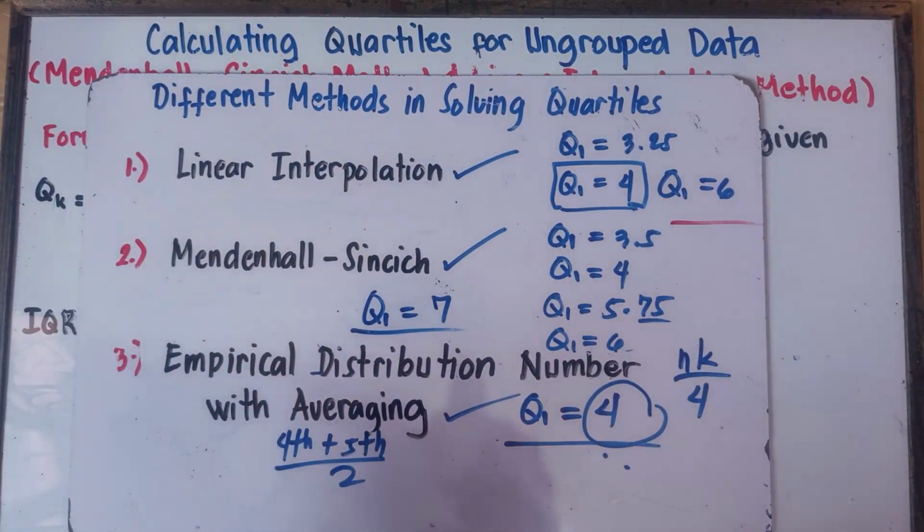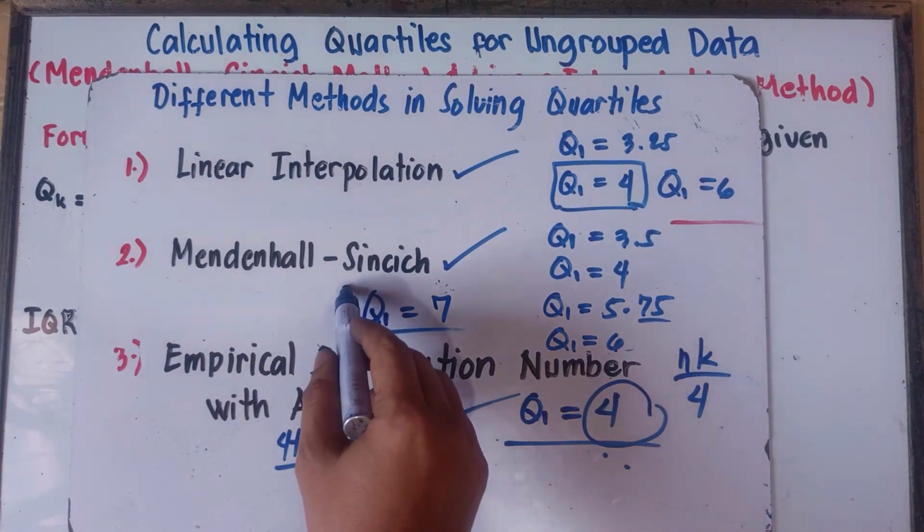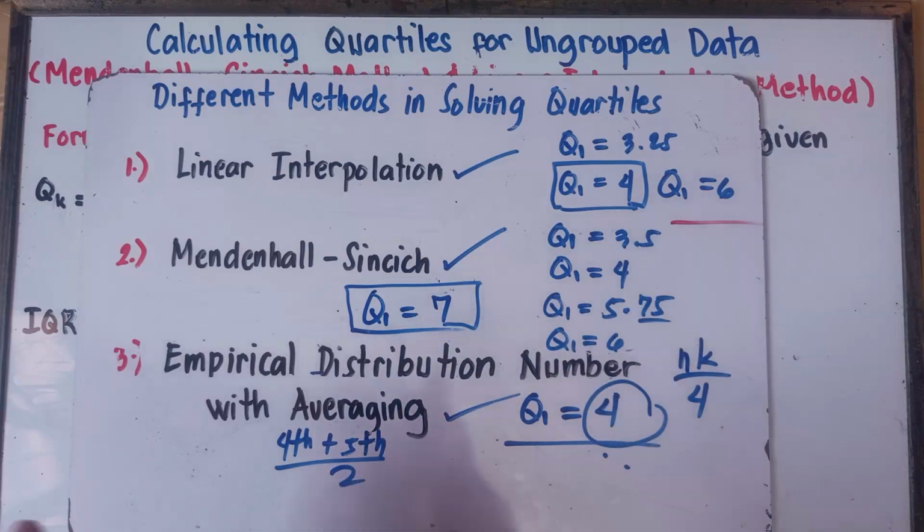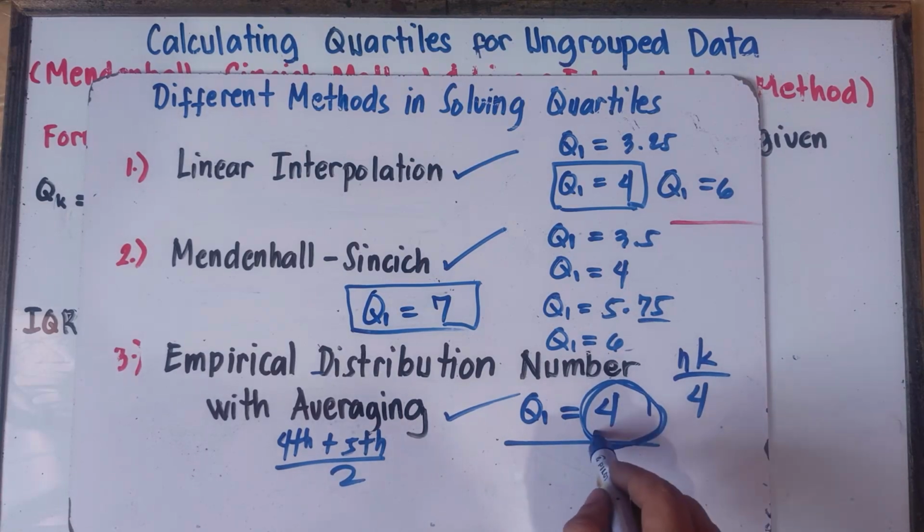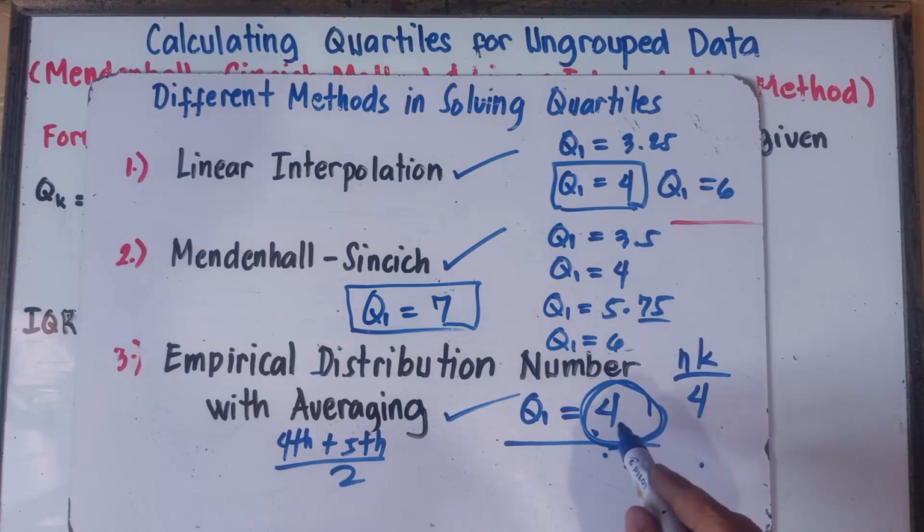Because in Mendenhall-Sincich and linear interpolation, class, if the answer is a whole number, simply look at the position. But in empirical distribution, if the answer is a whole number, you need to get the average of this position and the second position, the next position. So that would be the 4th. This is the 4th, right?